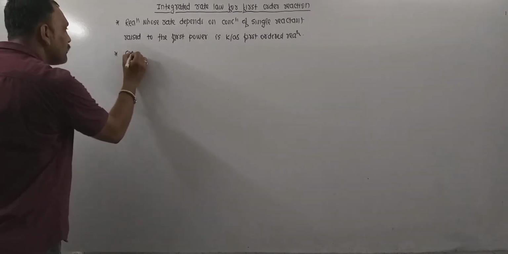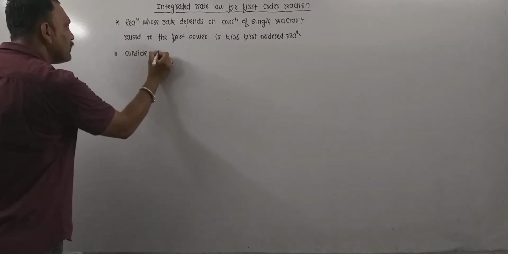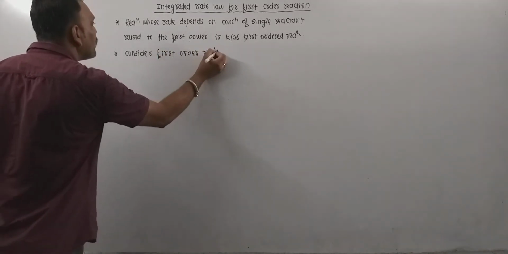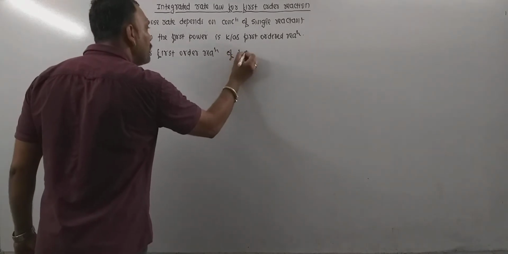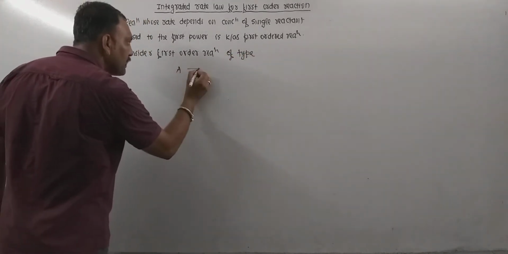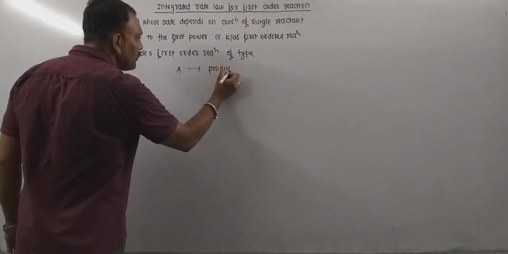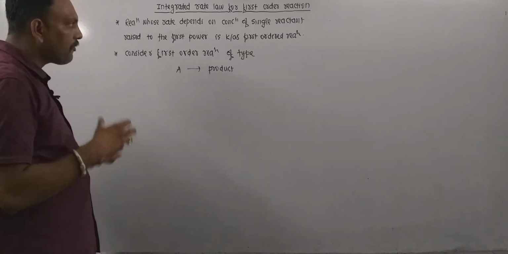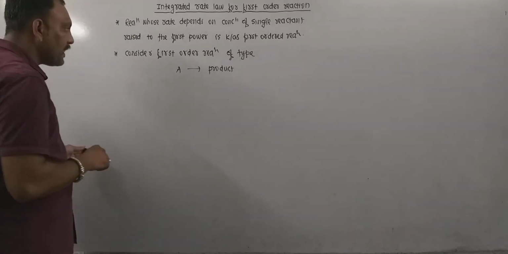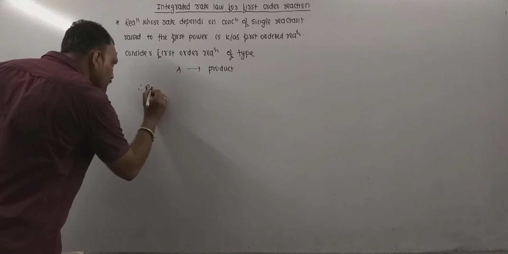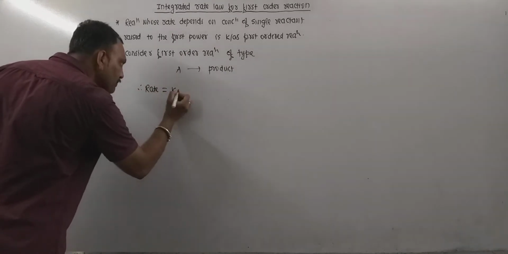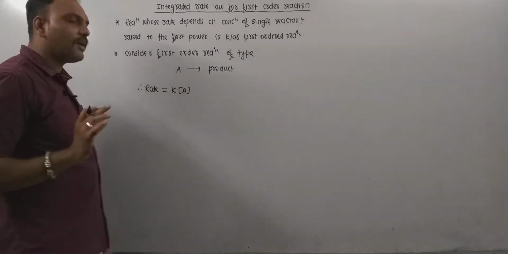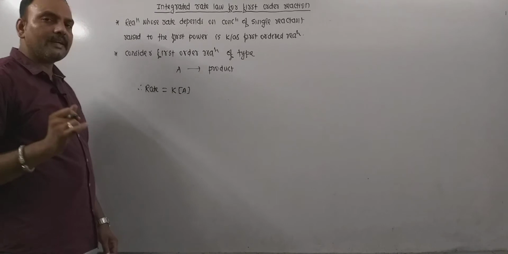Now consider a first order reaction of type A gives product. Now this is supposed to be a first order reaction. Now for this, how is the rate written? Rate equals k into concentration of A, and its power is 1. I mean it is a first order reaction.